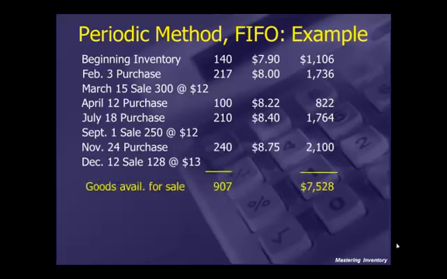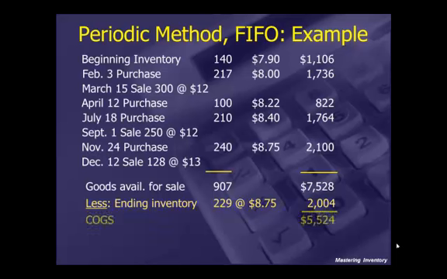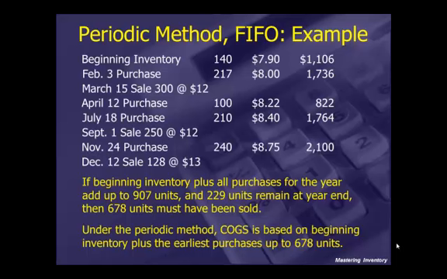The goods available for sale, the same under average, same under FIFO, it will be the same under LIFO, given the same set of data. We have 907 units available for sale. Total cost available, $7,528. The 229 are coming from the last November 24th purchase at $875, making it $2,004 for the ending inventory. We can subtract the $7,528 less the $2,004, and the cost of goods sold, $5,524.